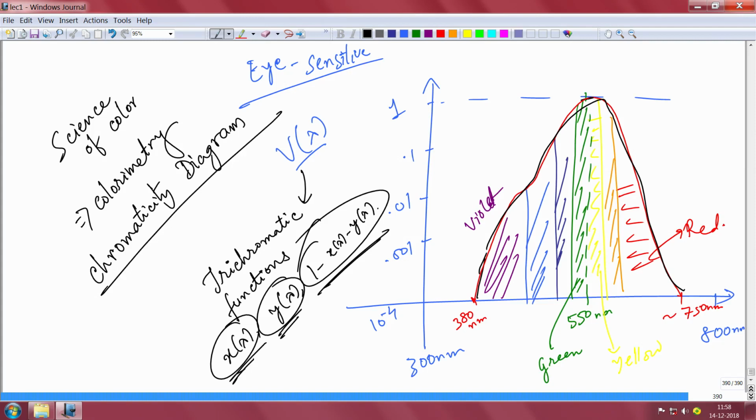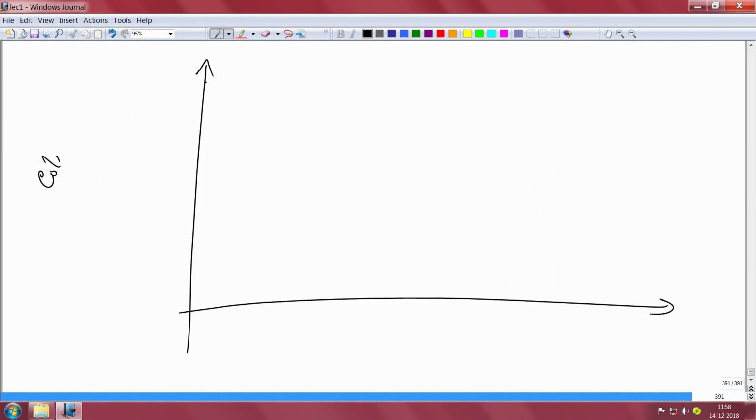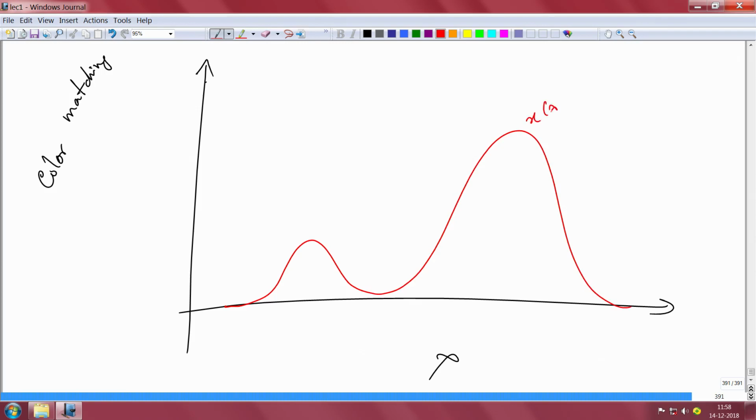So essentially I will show you here. These x, y and z are called color matching functions. If you plot the color matching functions x, y and z against lambda, of course, you will see that x, for example, will have a function like this. This is your x of lambda, with peaks around 600 nanometer and around 450 nanometer.